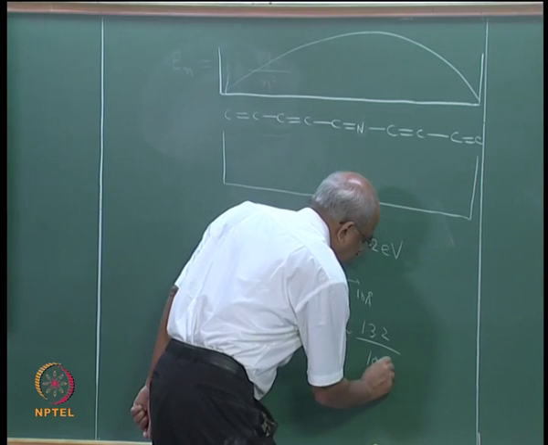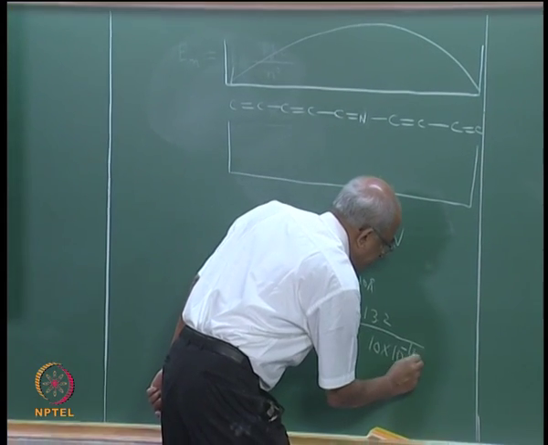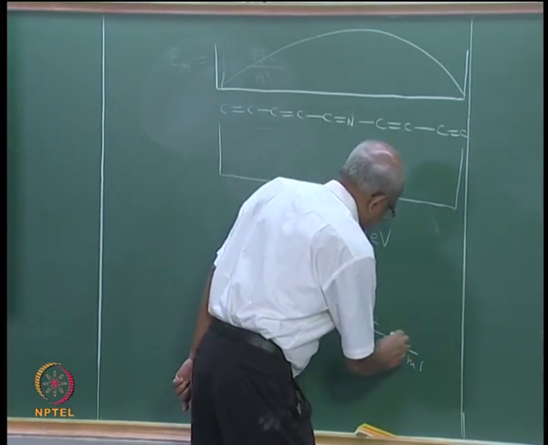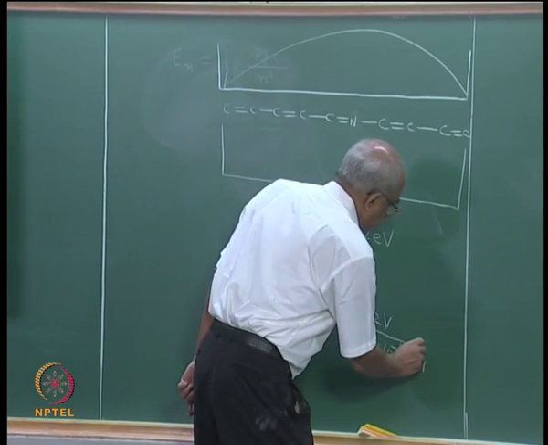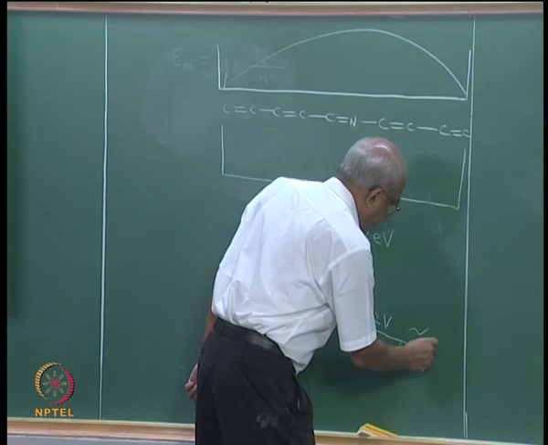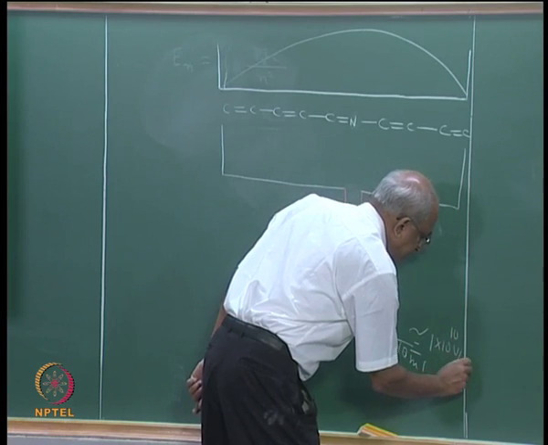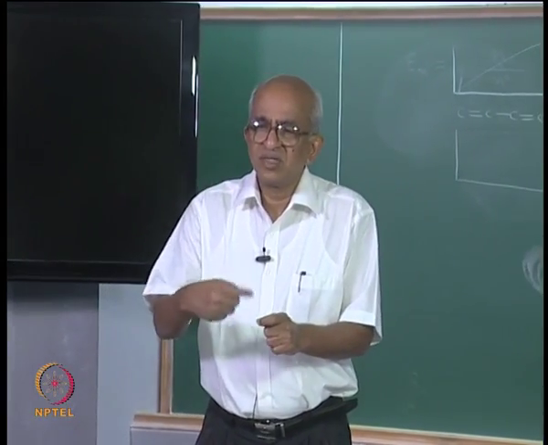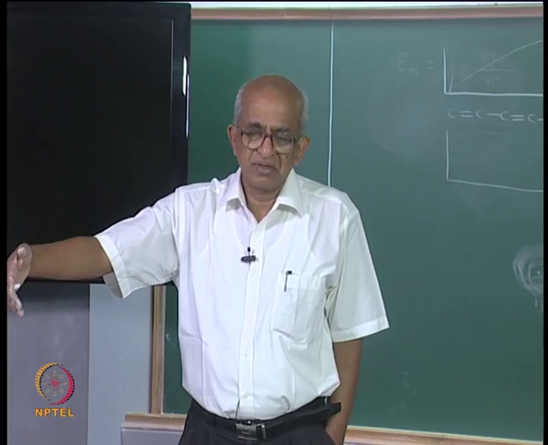How much is 10 angstroms? 10 to the power of minus 10 meters, correct. So, approximately, the electric field is 13.2 volts divided by that, and therefore you will estimate, roughly speaking, something of the order of 10 to the power of 10 volts per meter. This is a very crude estimate to give you an idea. The electron near the proton actually feels an electric field of the order of roughly 10 to the power of 10 volts per meter.